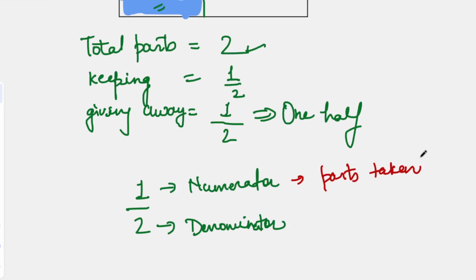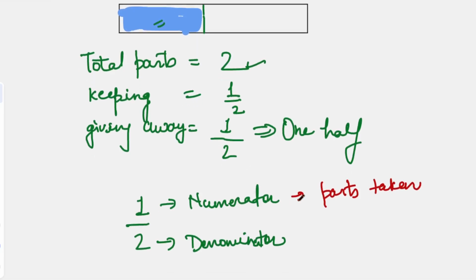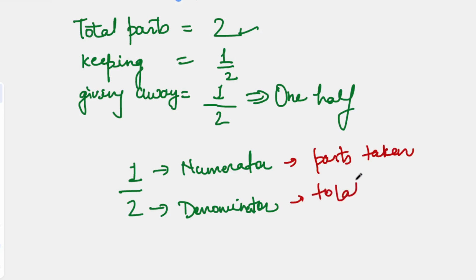Like here, if we are talking about the blue part, we will count this only, and if we are talking about the unshaded part, we will talk about this only. And the denominator tells you how many total parts there are. So you can see here total parts are 2, right? And when you are talking about the fraction of the chocolate that you are keeping to yourself, you are keeping just one part of these two, right? So this is 1, right?